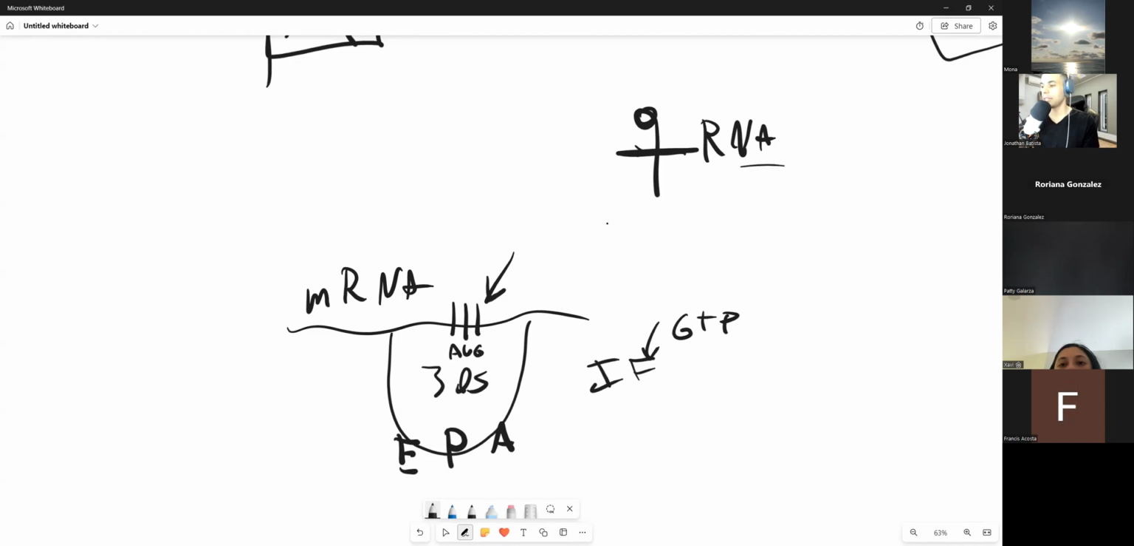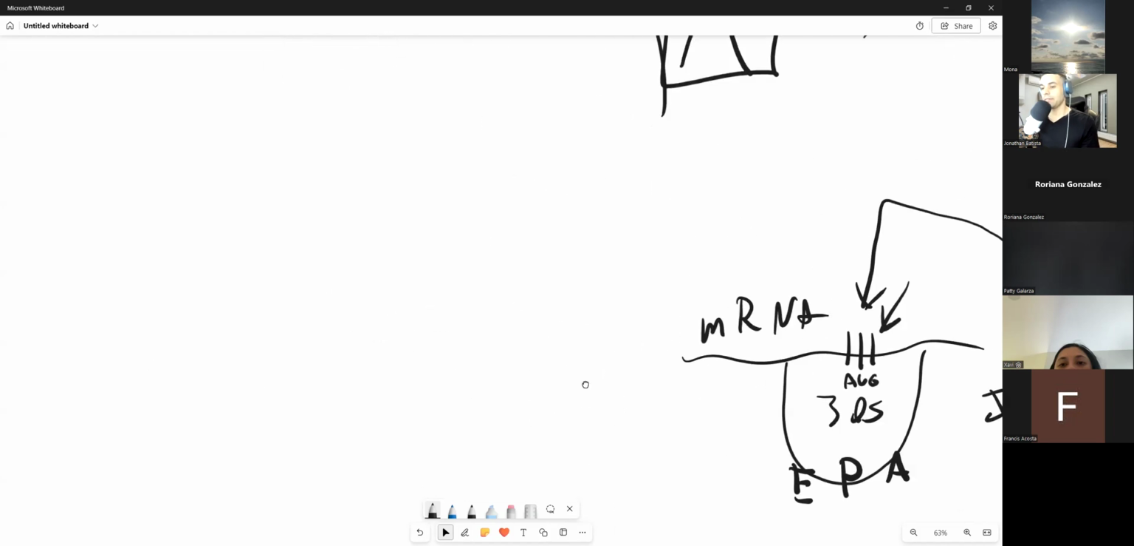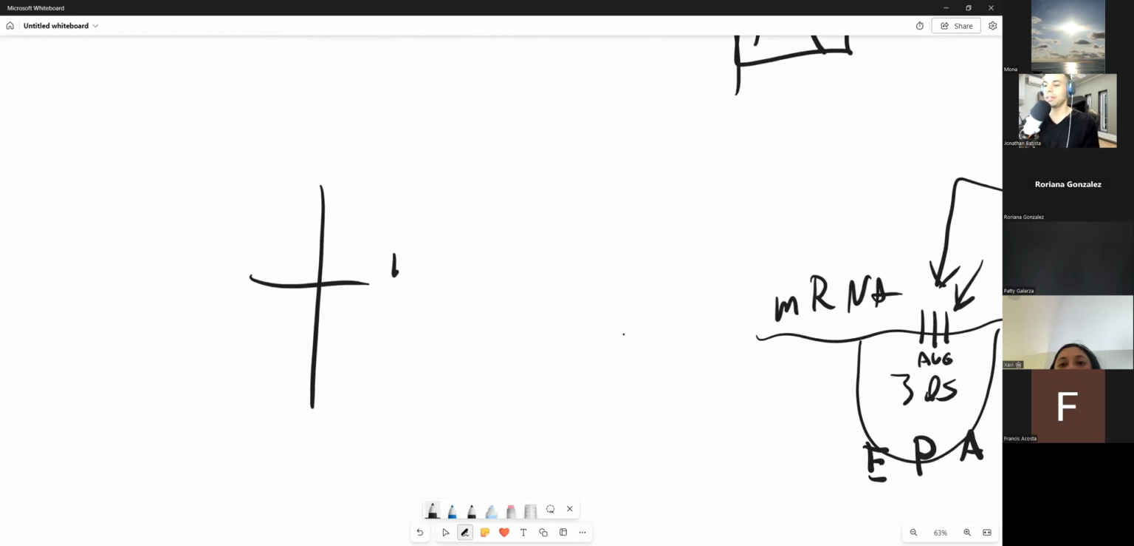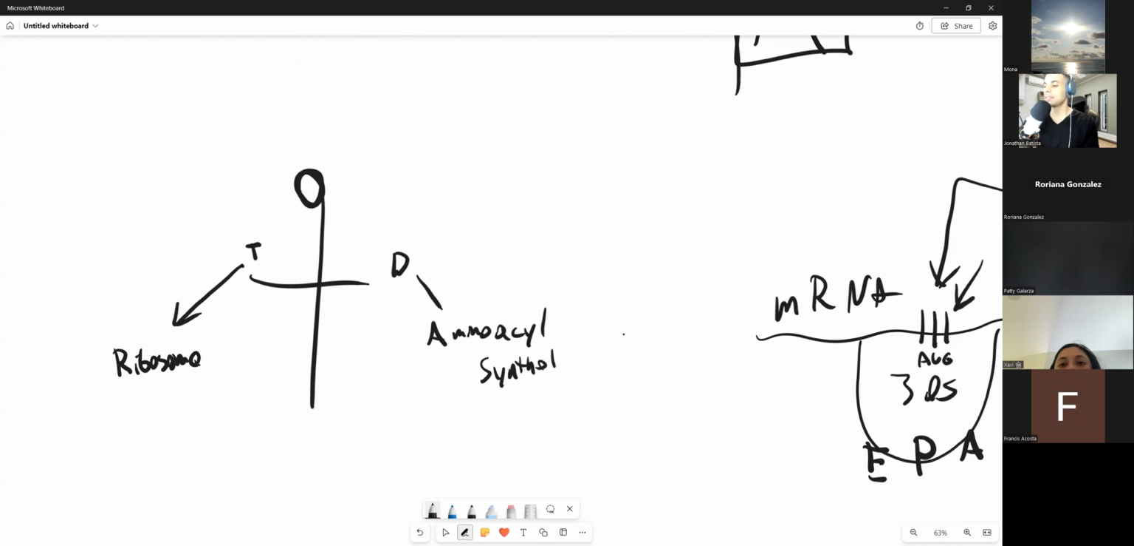So guess what? The tRNA brings in, down here, the anticodon, which is complementary to the start codon. And if we look at tRNA, it is going to have a D arm and a T arm. The T arm is what recognizes the ribosome. The D arm is what recognizes the enzyme that charges the amino acid. It's called aminoacyl tRNA synthetase. This will charge your amino acid.